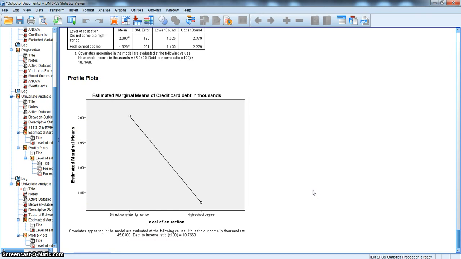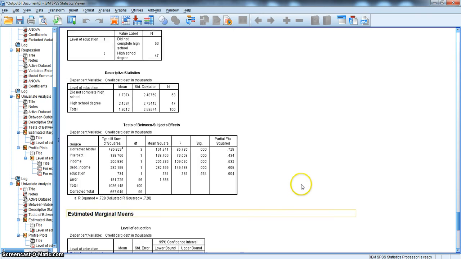So how you would interpret this is that after controlling for household income in thousands and debt to income ratio, educational level was not a significant predictor of current credit card debt in thousands. Alright, so hopefully that helps a little bit. If it doesn't, just let me know.